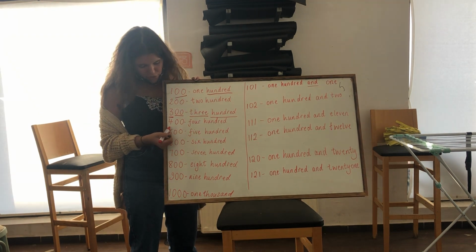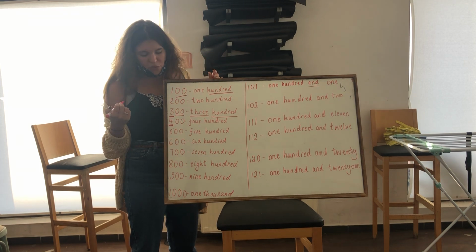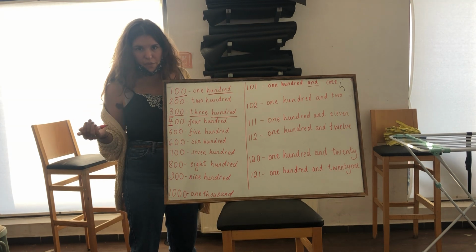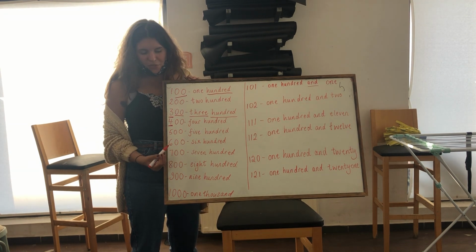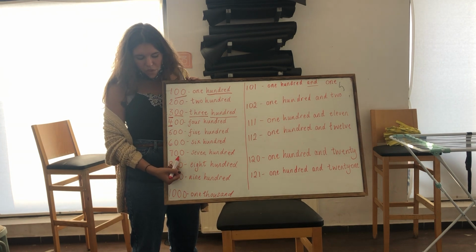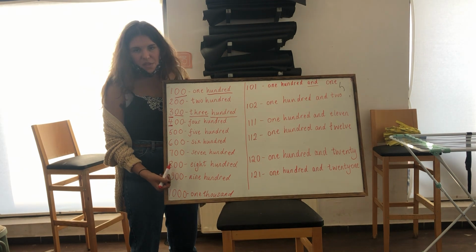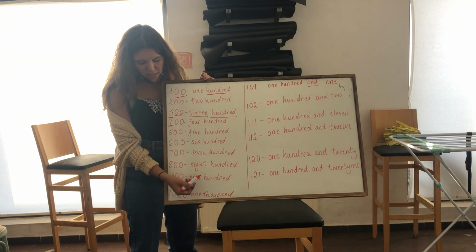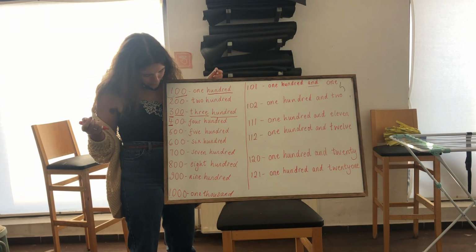Next, 400. 4 with 2 zeros, 400. 5 with 2 zeros, 500. 6 with 2 zeros, 600. 7 with 2 zeros, 700. And 8 with 2 zeros, 800. 9 with 2 zeros, 900. And then 1 with 3 zeros is 1,000.